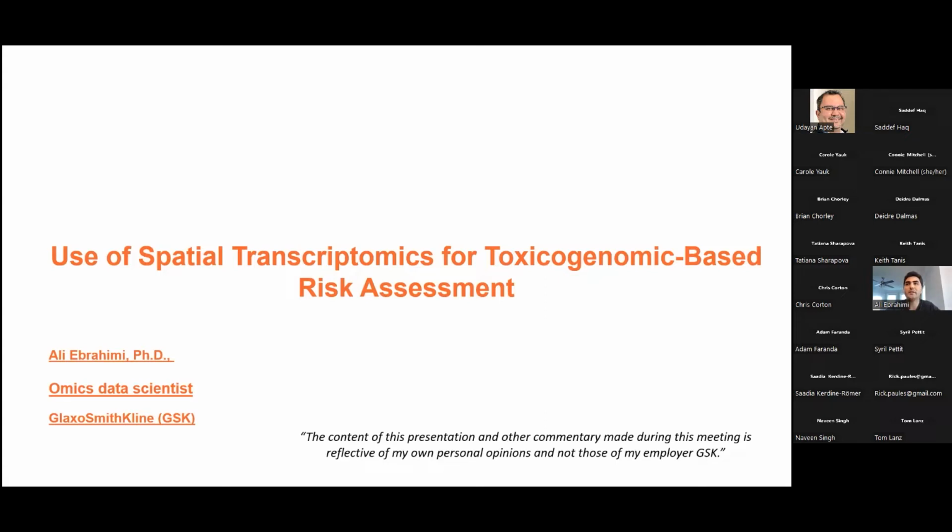Also, in general, what are the key gaps that we need to address in order to make use of this technology for toxicogenomic-based risk assessment.